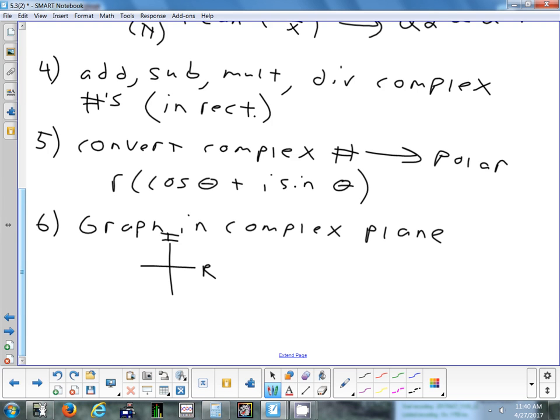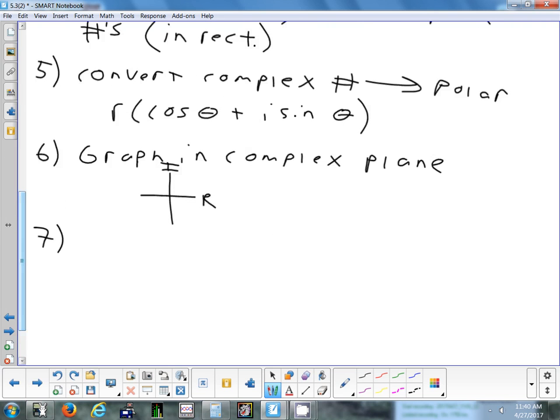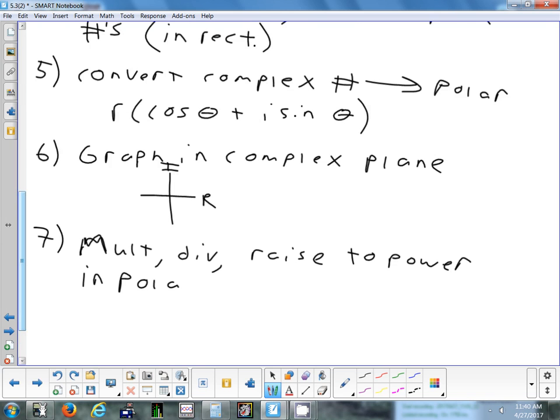And the last thing is what we just did today. Multiply, divide, and raise to a power in polar. So multiply, divide, raise to power in polar. And that's only for complex numbers. The stuff we learned today, it's only for complex numbers.